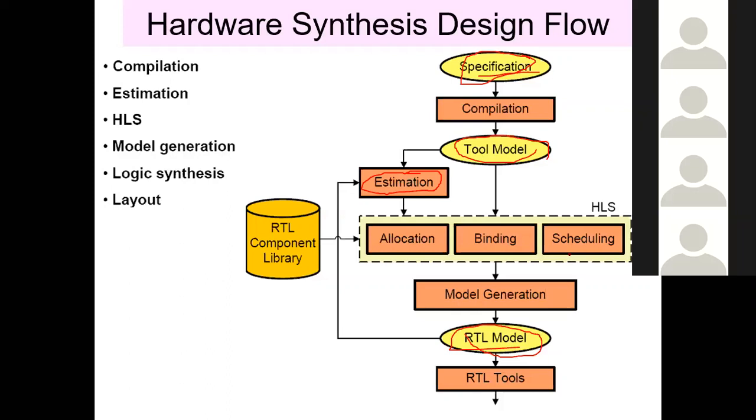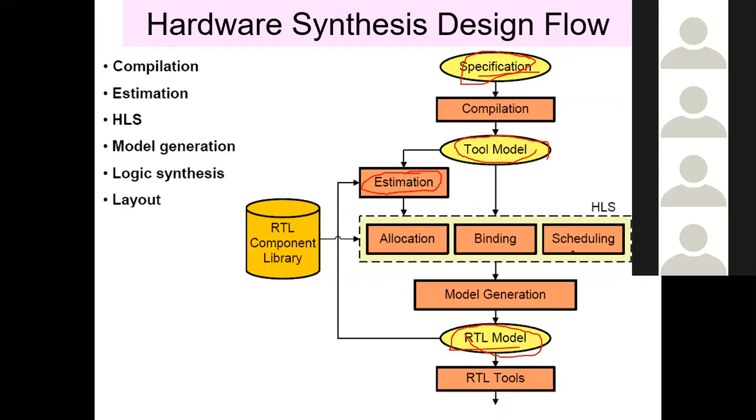Basically we are generating the RTL model. RTL model means different RTL components will be connected according to our input design, that is, the tool model. As per the tool model, we connect these RTL components. That is what we call allocation. Then we have different registers, and in our input model we have different variables. These variables should have corresponding memory locations. That allocation is called binding.